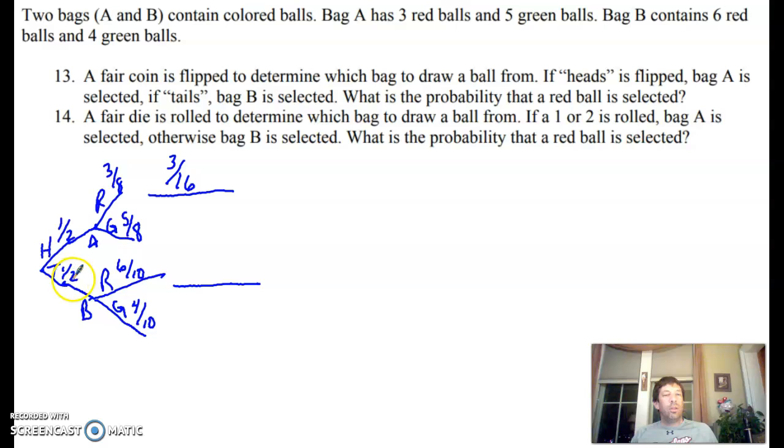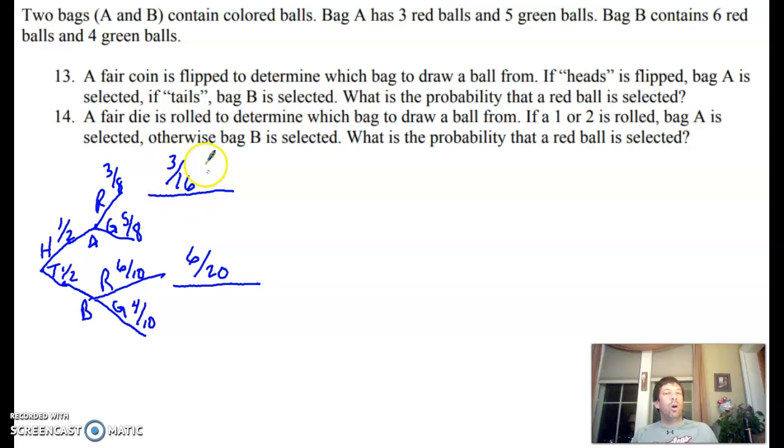Down here, if we flip tails, that's 1/2, and then a red, that's 6 out of 10. So 1/2 times 6 out of 10. 1 times 6 is 6. 2 times 10 is 20. So 6 out of 20. So now we've got two probabilities. Well, what do we do with these two probabilities?